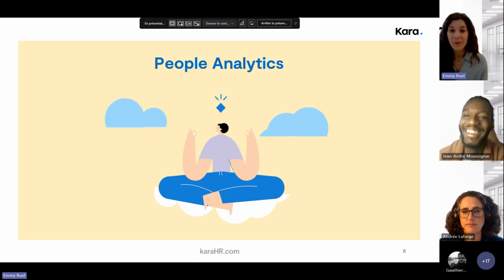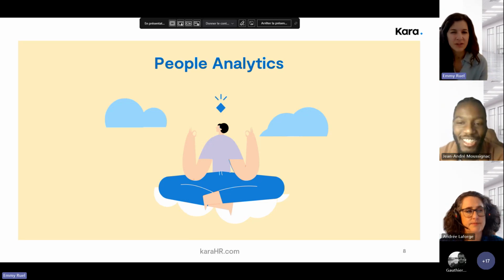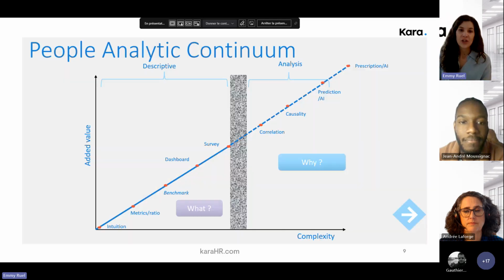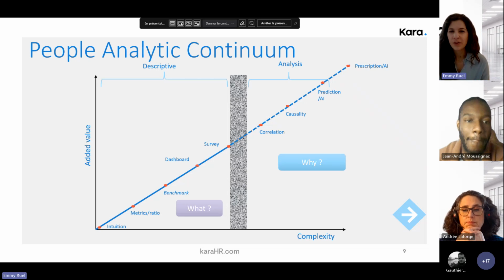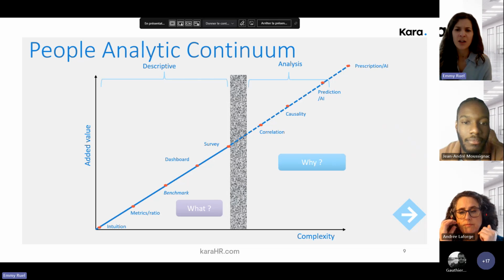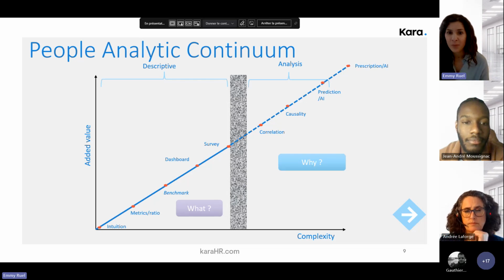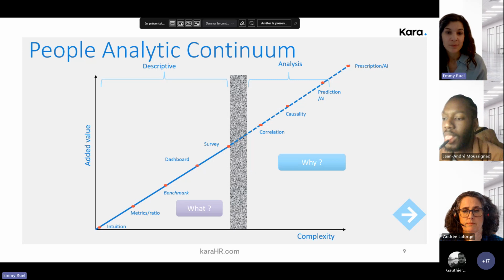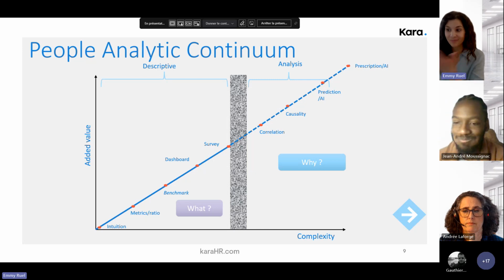Okay, and before we get to the HR dashboard, I would like to take a quick step into people analytics, because as you know, dashboards are just a part of the people analytics continuum. So here it is. If you already came to one of our webinars, saw a training, or read our blog, you probably already saw this picture. But I think it is important to take a look at people analytics, because the HR dashboard is a part of it.